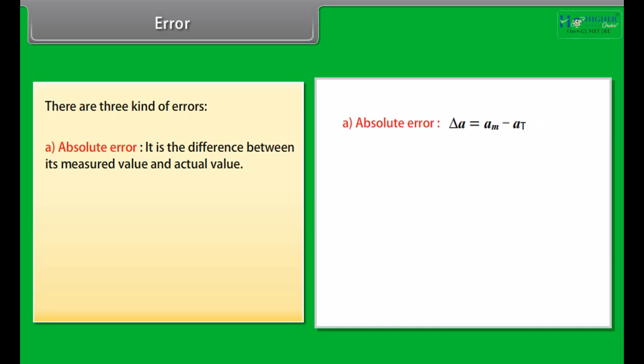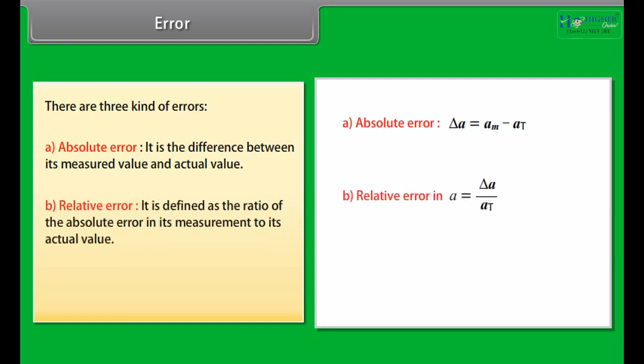There are three kinds of errors. Number 1. Absolute error. It is the difference between its measured value and actual value. Number 2. Relative error.